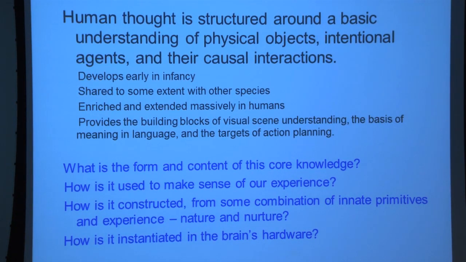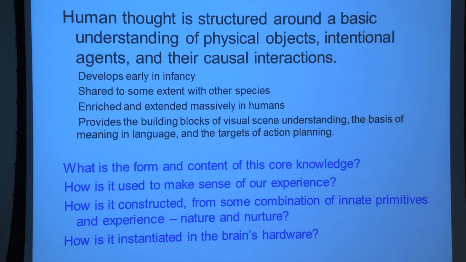This ability, I will argue, develops early in infancy. It's shared to some extent with other species, which means you can study it in animal brains using techniques of neurophysiology. But in humans, it is extended and enriched massively over the first few years of life as we start to understand language. So I started off talking about Google and language. And the point is that language, the ability to understand meaning in language, starts off with the ability of even a 9-month-old or a 12-month-old to understand these kinds of scenes. And that's what the meaning is actually grounded on.